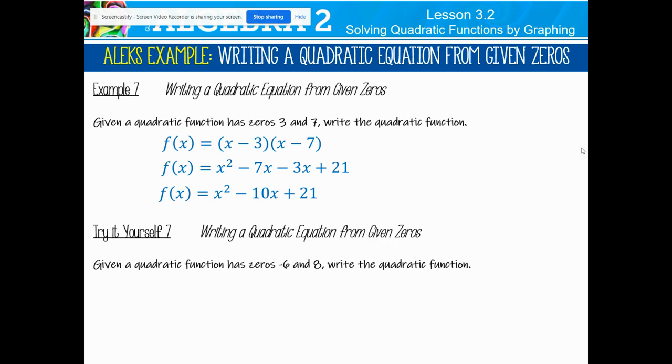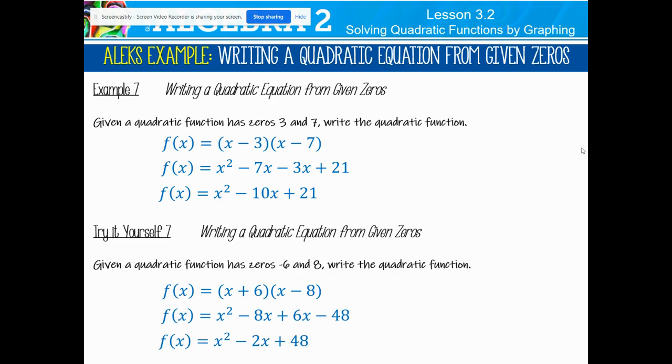Same kind of thing with this one. It has a negative, no big deal. We need to do x minus the 0, which is going to give us x plus 6, and then x minus 8, FOIL, simplify, and there's your function.